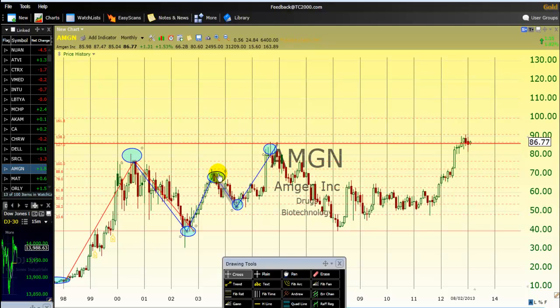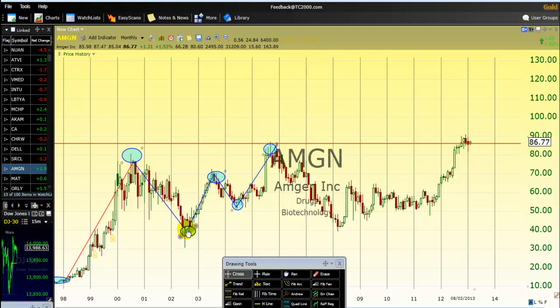All right. In this scenario, the B to C was 61.8% Fibonacci retracement level of the AB. So this move from here down to this level is 61.8% Fibonacci retracement level of the A to B. The second criteria for the butterfly pattern is now completed.